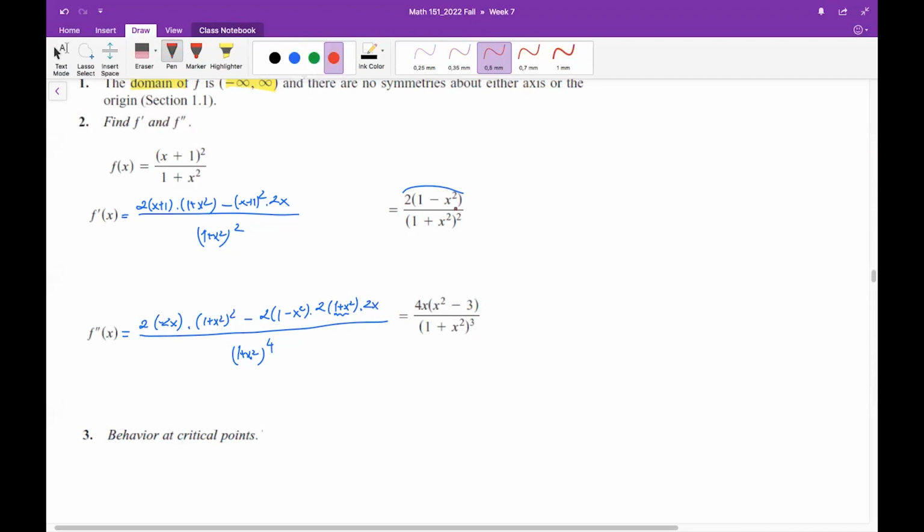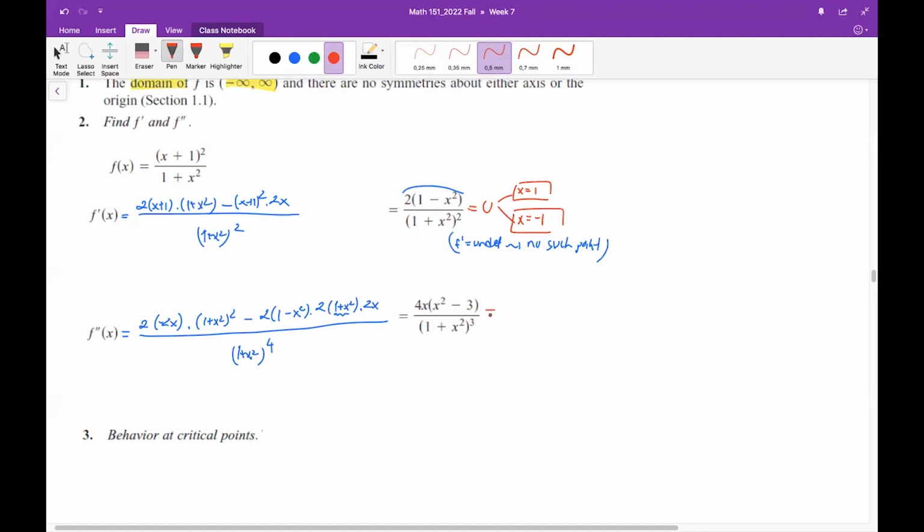Now time to find all the critical points. If the first derivative is 0, what is x? x is 1 or x is -1. Is there any point where the first derivative is undefined? Let's check. From here, there is no such point. Okay, so these are the critical points for the first derivative function.